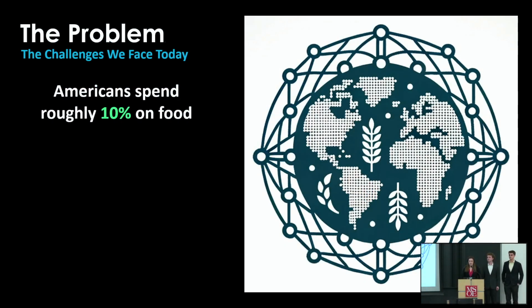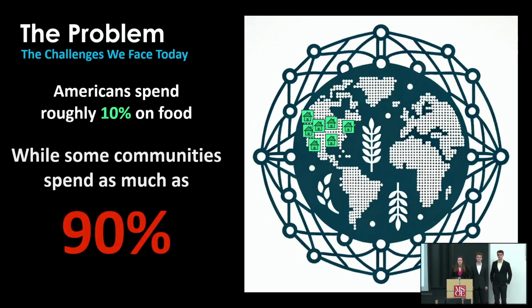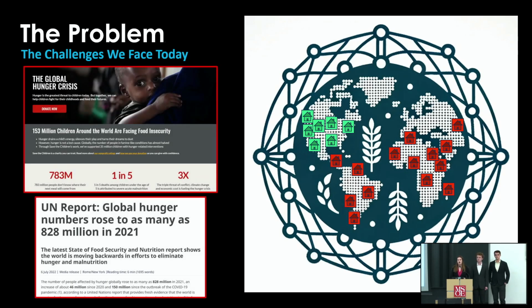That means that here in the US, we live with relatively high amounts of food security. But in other communities around the world, they could spend up to as much as 90% of their income on food. That means that in these communities, they live with relatively low amounts of food security. Because of this, world hunger is not yet a solved problem, and millions each year suffer from starvation as they cannot afford food when price spikes occur.